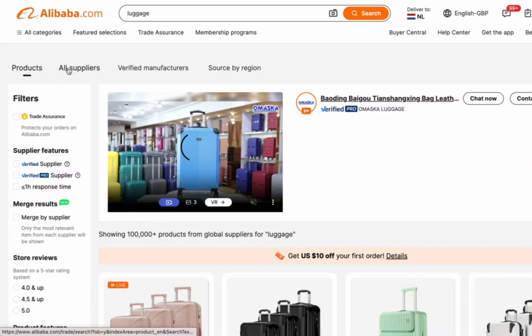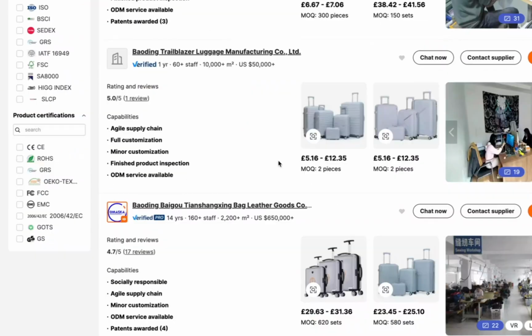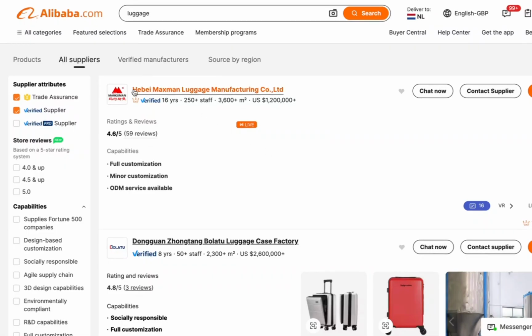We type in the product name, select search by supplier. Remember, we are looking for a direct manufacturer, not just a pretty picture from God knows whom. Next, we turn on filters, verified supplier and trade assurance. This way, we will immediately filter out suspicious suppliers.